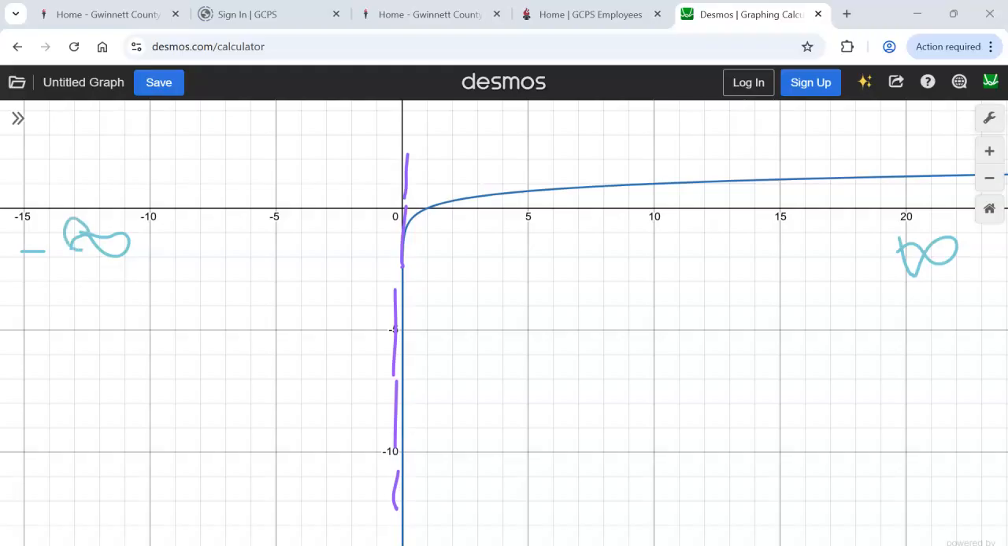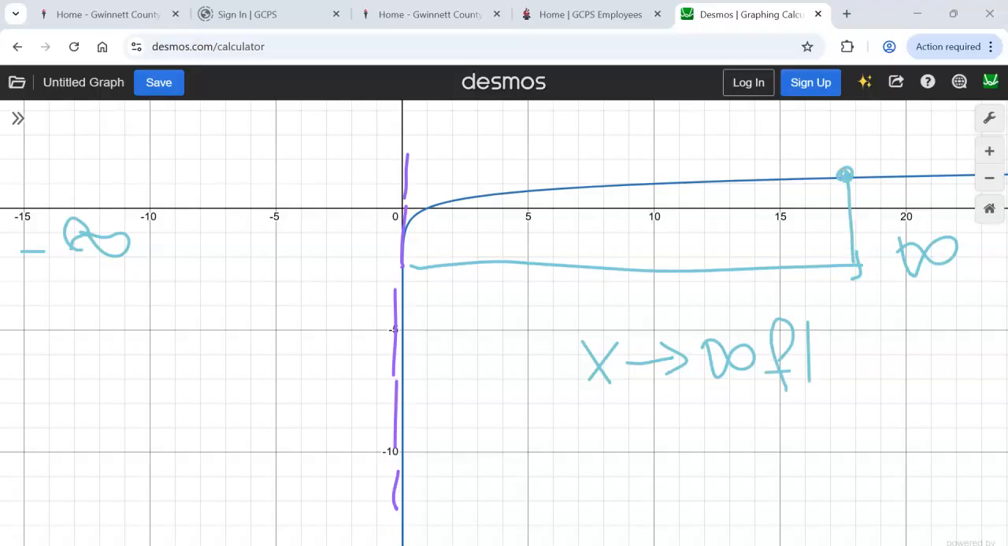Okay, now on the positive side, I can freely travel and reach that. So that means when x is approaching positive infinity, what happens to the function to reach it? To touch the function, I have to travel up. Okay?